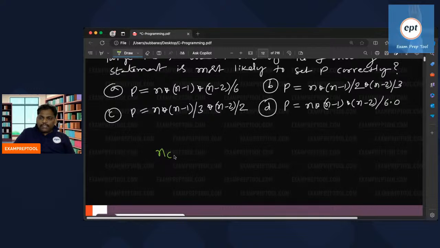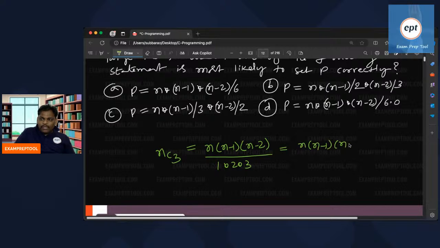See this one. nC3 is equal to n into n minus 1 into n minus 2 by 1 into 2 into 3. nC3 is going to be n into n minus 1 into n minus 2 by 6. Am I right or not? All are equal, check. First divide by 2, next divide by 3, totally 2 into 3, 6 only. Divide by 3, divide by 2, 6 only. All are similar or not?